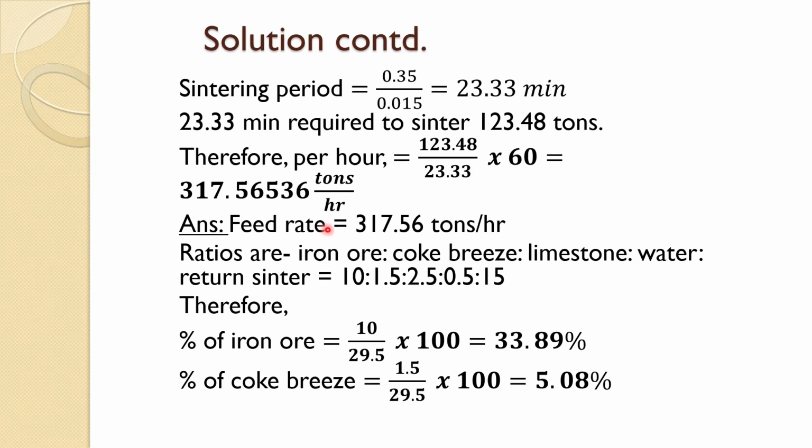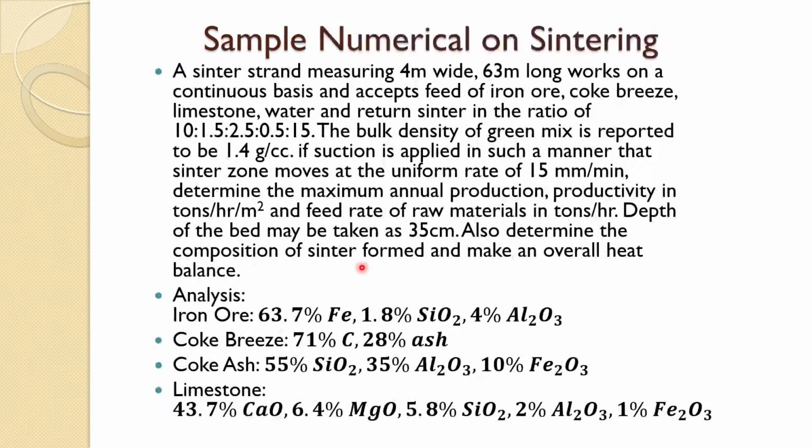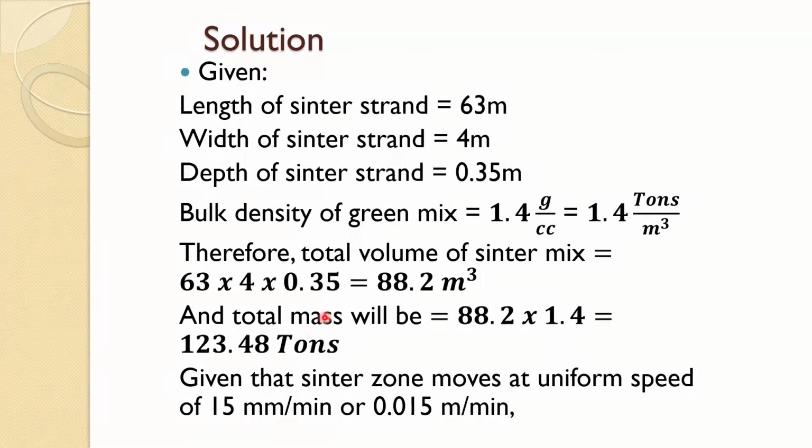So, the feed rate is required, what is the feed rate? So, the feed rate would be about 317 ton per hour, and the ratio is given. Now, the second question is about the maximum annual production, productivity and feed rate. So, the feed rate we got. Now, the annual production and productivity.